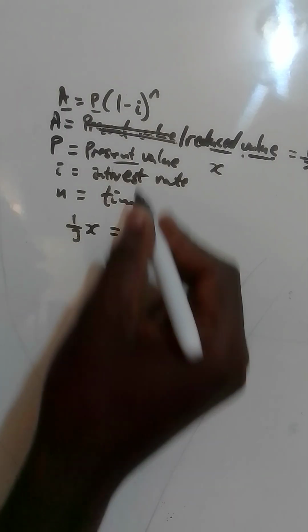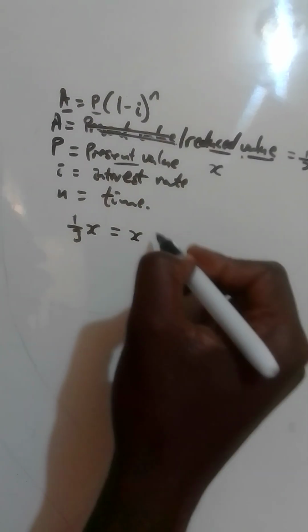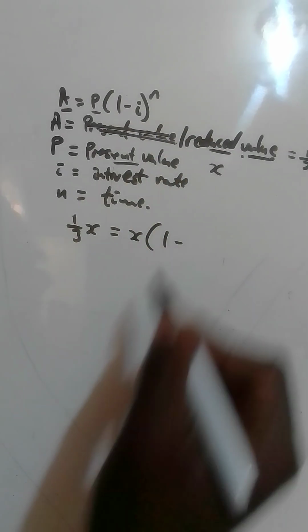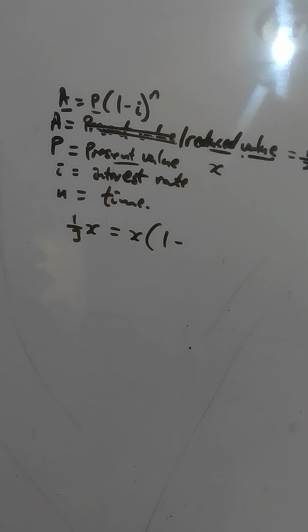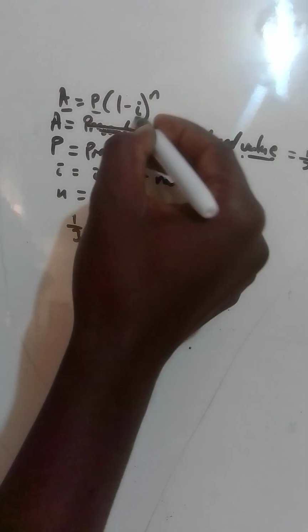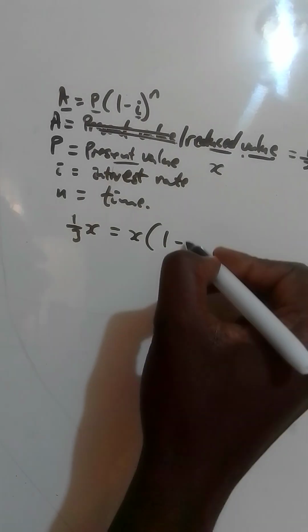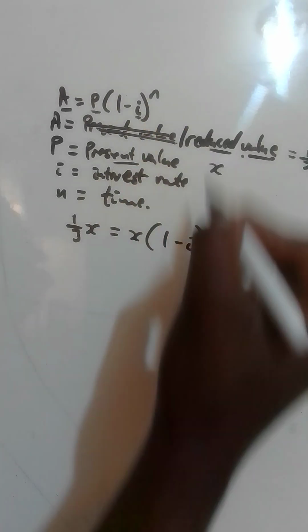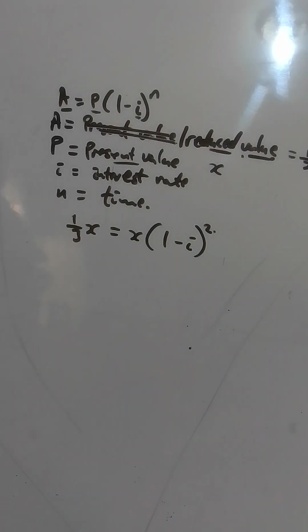So which means that this third is equal to X, open bracket, 1 minus the interest rate. Remember, that's what we are looking for. We are looking for the interest rate. So we write I here, and then we close the bracket. And then the period is 2 years. So we say to the power 2, right?